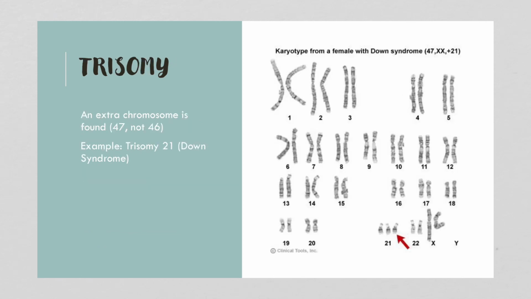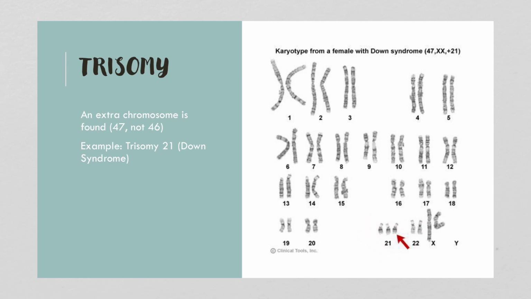So there is a condition called trisomy. That's when there's an extra chromosome somewhere. So the person would have 47 chromosomes, not 46. This is a karyotype from a female with Down syndrome. So the notation would be 47, meaning that there's 47 chromosomes, XX, meaning the sex is female, and then plus 21 means that there's an extra 21st chromosome. So trisomy 21 is one way of naming this condition. Its common name is Down syndrome. So there's a third chromosome here.